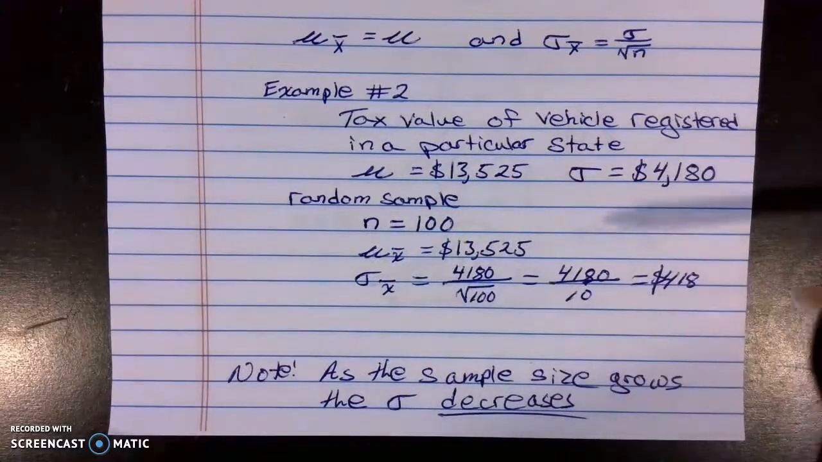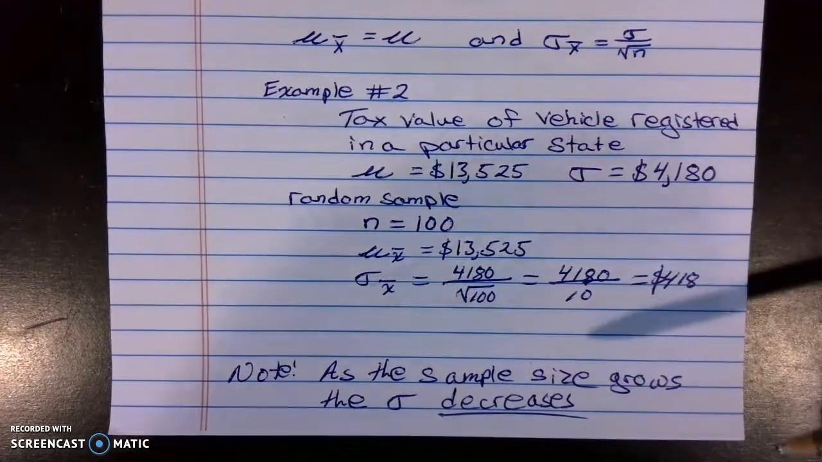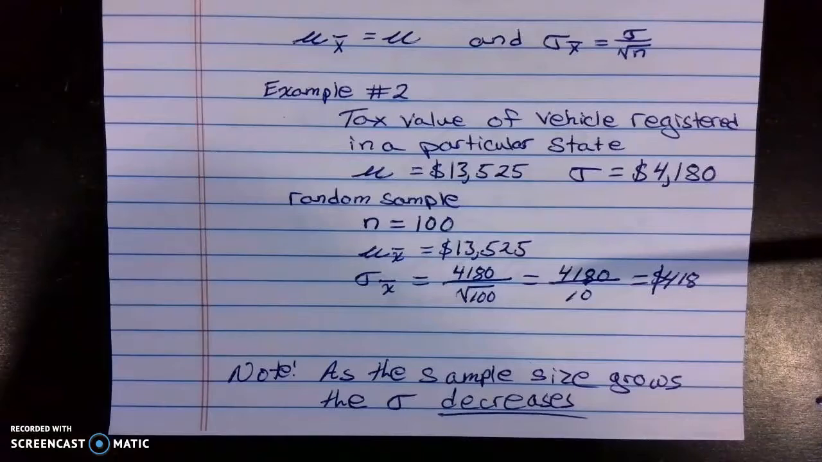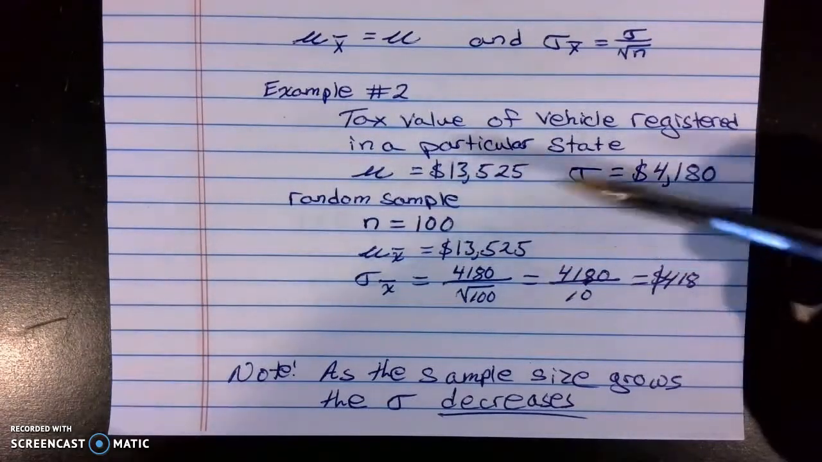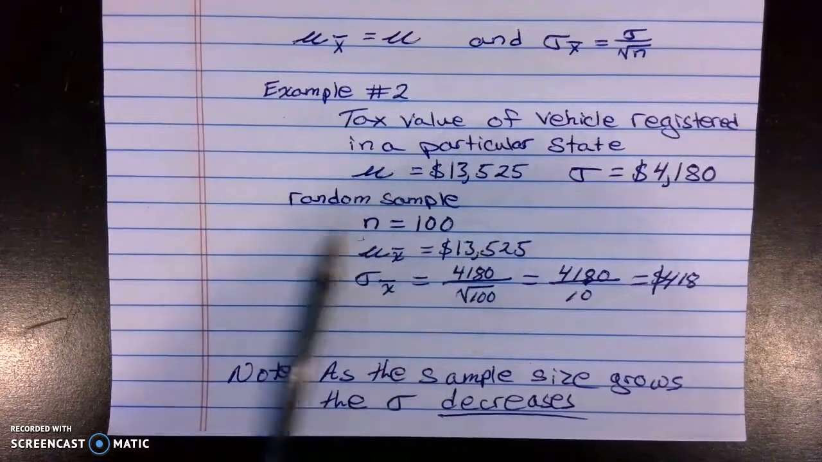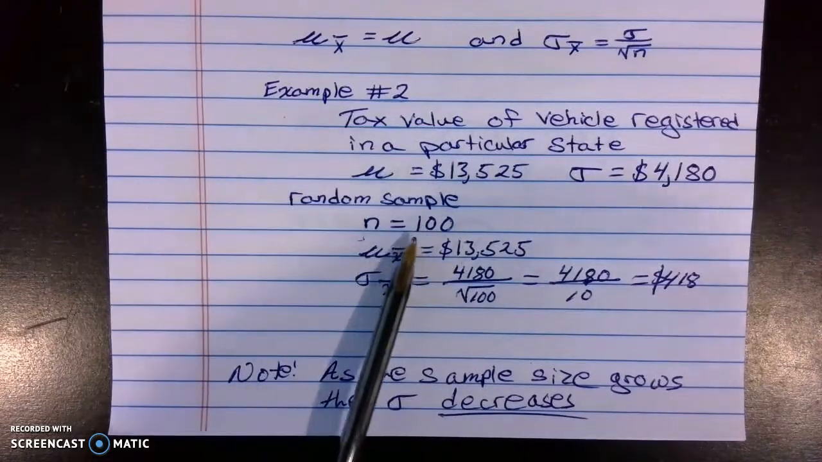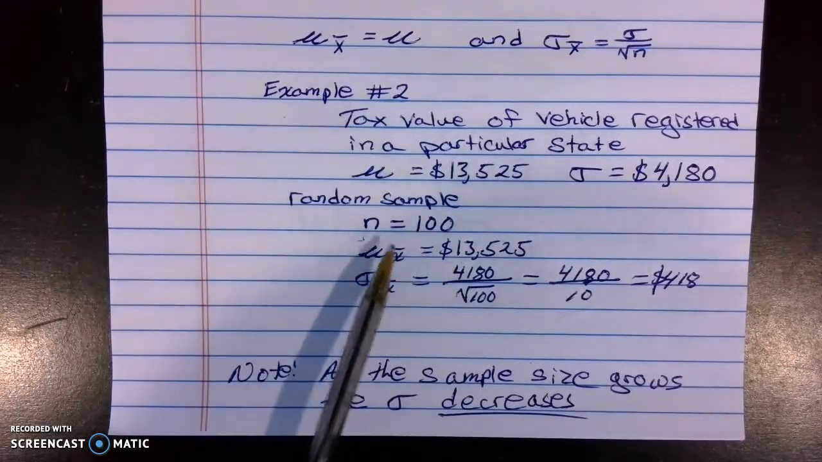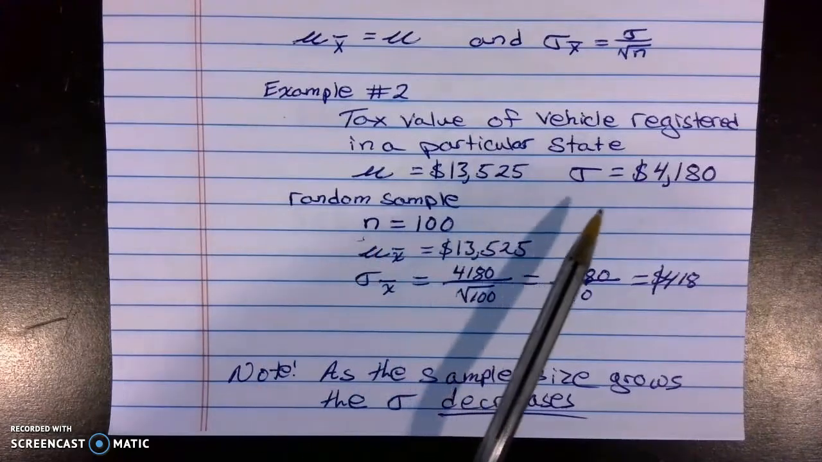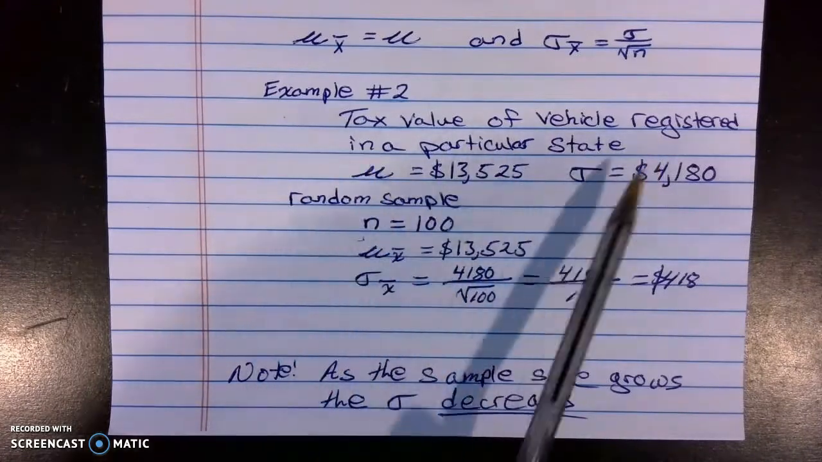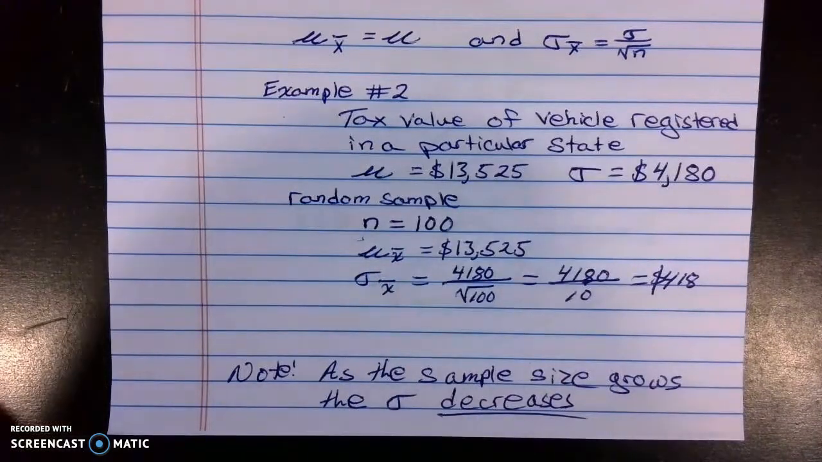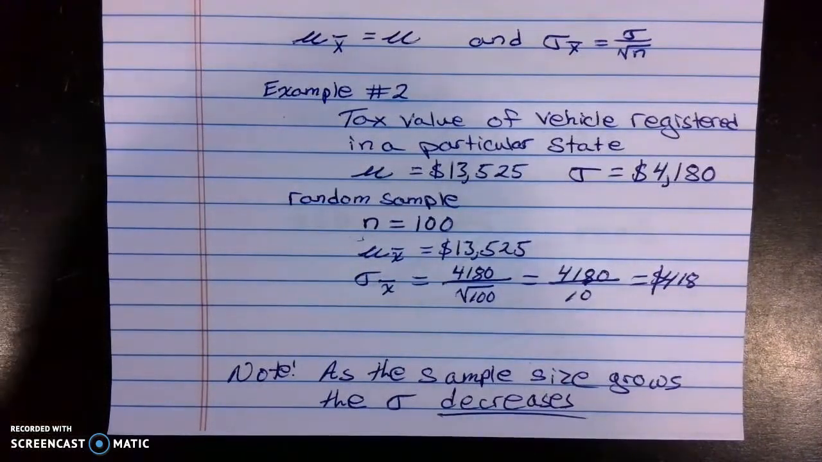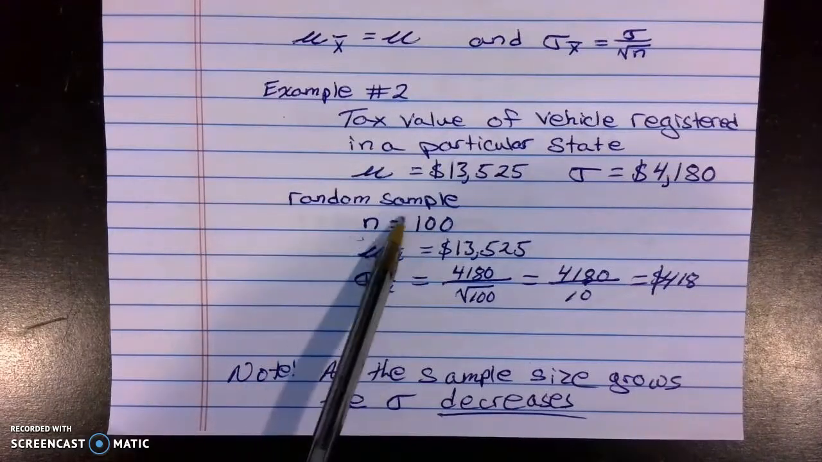So basically what we want to figure out is the standard deviation of the random sample. What is the standard deviation of the random sample? The sample size that we're working with is 100. So we have 100 values, vehicles registered in a particular state, and we want to know the tax value of those vehicles in a particular state.